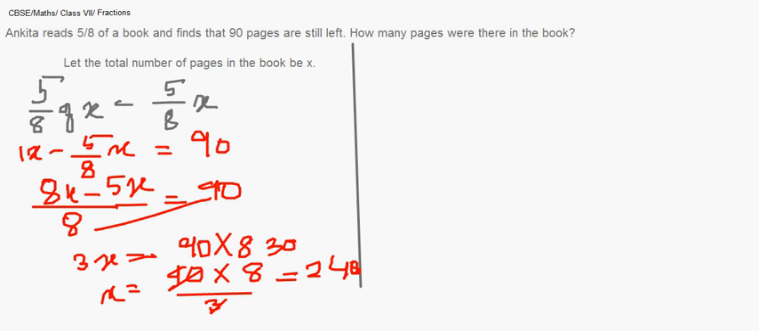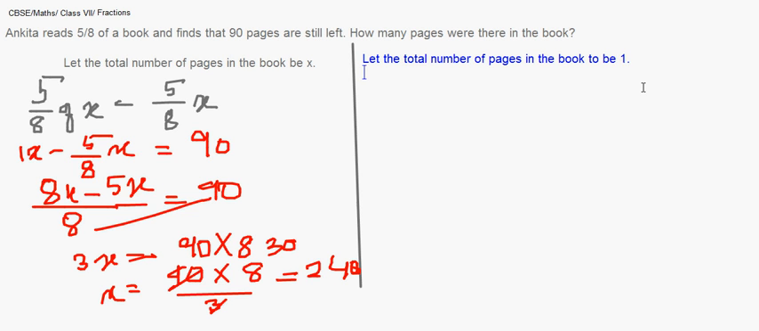You can do the same sum using the total number of pages to be 1. I'll write it on the other side. Herein we will assume the total number of pages in the book to be 1.